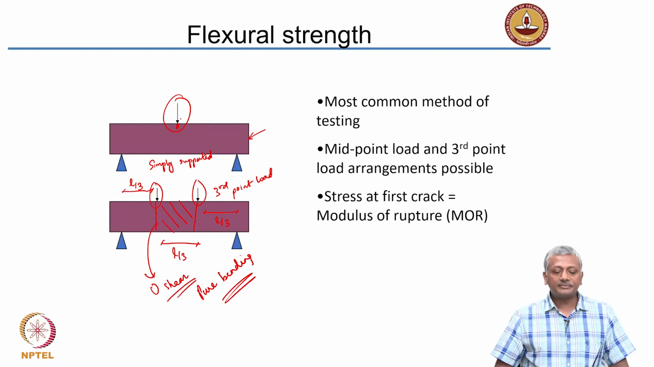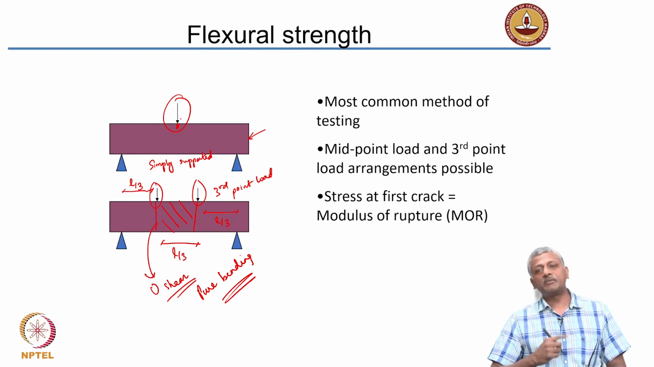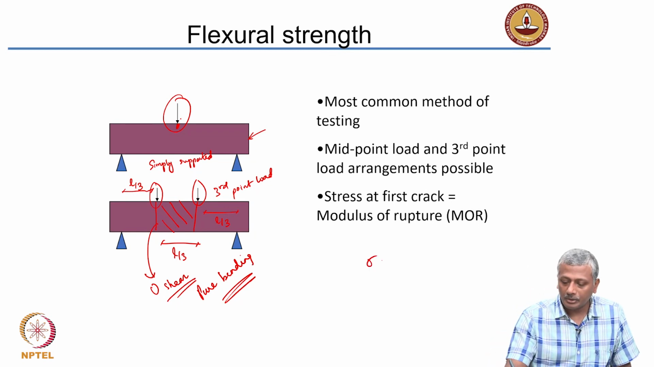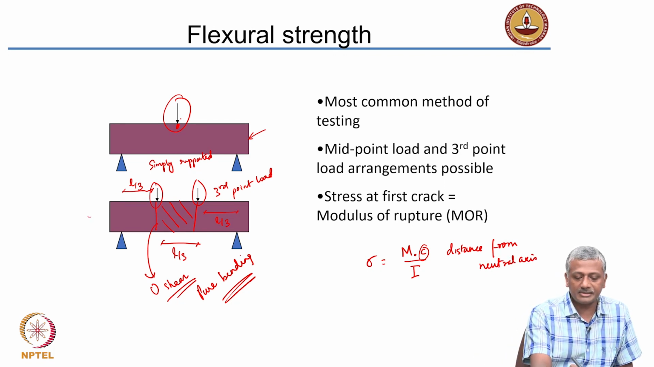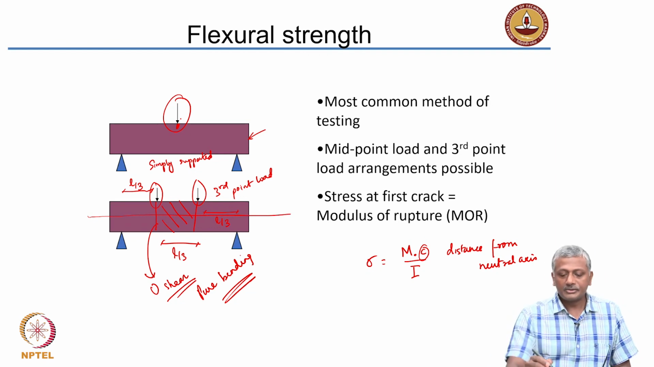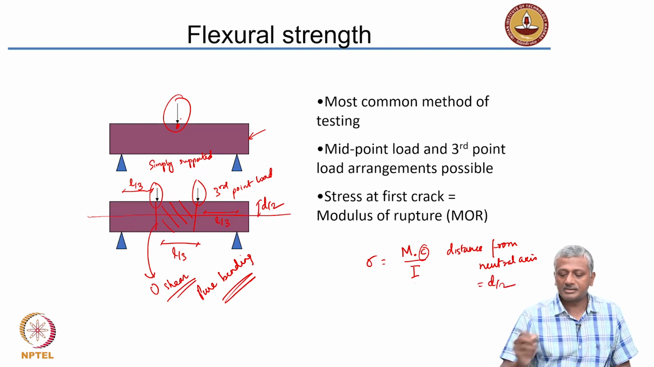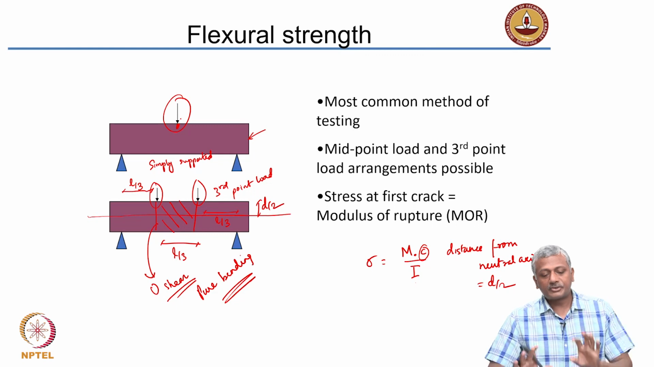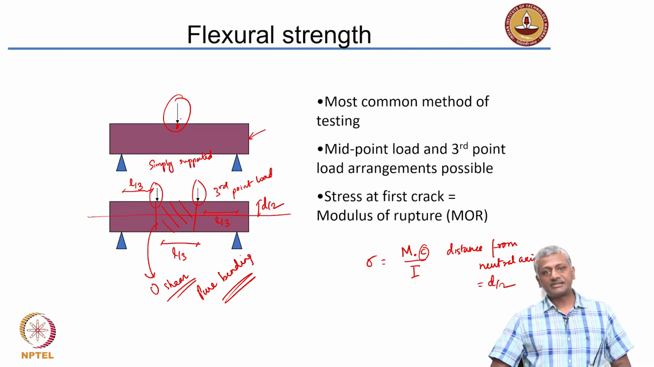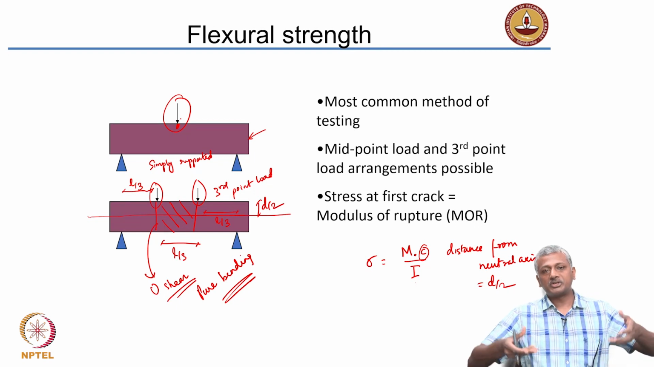Okay, so here what we do is, as soon as the first crack appears, we measure the load and the stress is then calculated from the load as the moment multiplied by C divided by I, where C is the distance from neutral axis. Neutral axis in this case is right in the center. Okay, so C is nothing but d by 2 and I is the moment of inertia. Okay, right. So this is a simple arrangement for determination of tensile strength, indirectly again, because we are measuring the strength in bending.